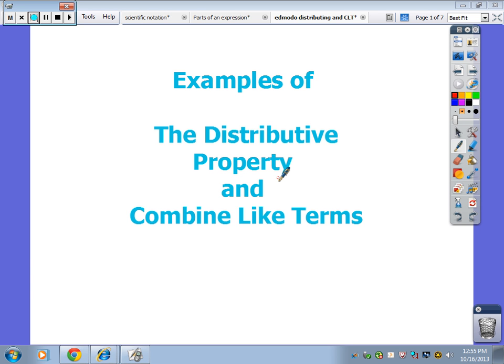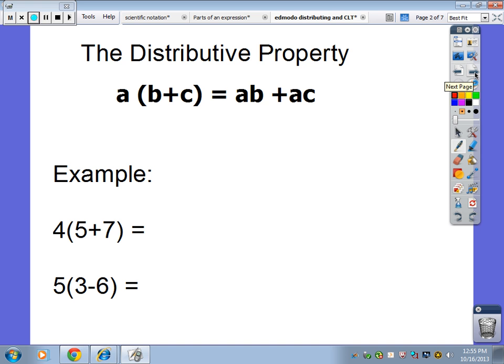All right, folks, today we are going to look at the distributive property and combining like terms and how they are used to simplify expressions and solve equations. The distributive property says that we can take A times (B plus C), and that's going to equal A times B plus A times C.